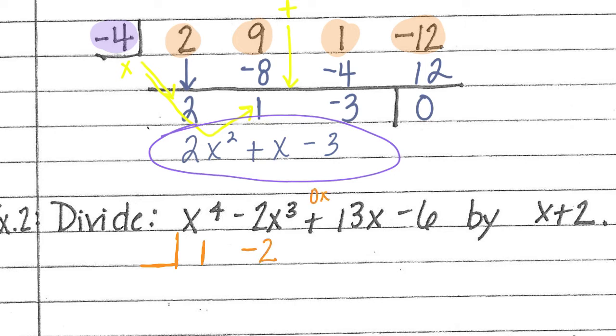Now there is no x squared term, so I do have to put in a 0. I have to put a place holder in it. 13 and negative 6, and right after the negative 6, if you notice, I always do the remainder box. Since we are dividing by x plus 2, I'm going to put a negative 2 here, and let's go.